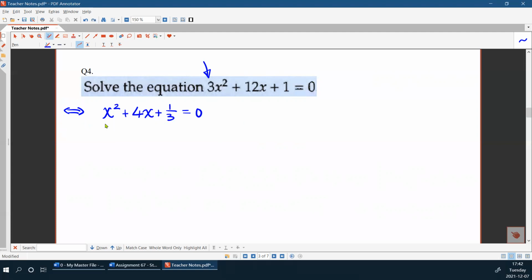And then this is our a squared. This is our 2ab, right? So 4x is actually twice x times 2, right? So 2ab, a is x, then b must be 2, right? So in order to use this formula, write it here again: a plus b squared is a squared plus 2ab plus b squared. In order to use this, we need to add a term, which is b squared, right?